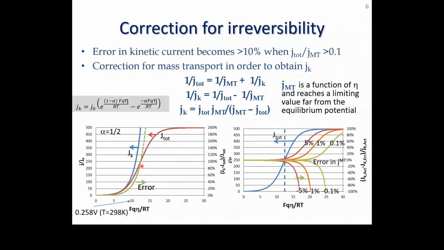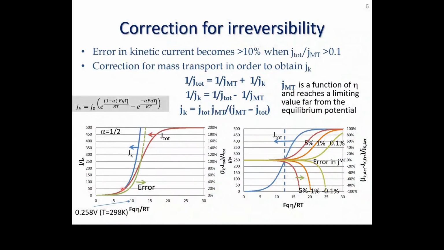And this green curve here gives us the error or the difference between JK and J total as we go up this curve, so that we see that once we're down here at about 10% of the limiting current, our error or our difference between our kinetic current and our total current is already about 10%. Okay, so that's about 10% there, and 50 is about 10% of that.